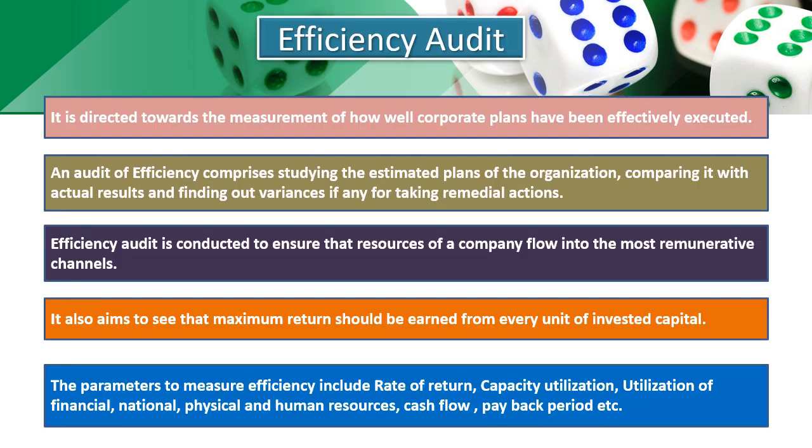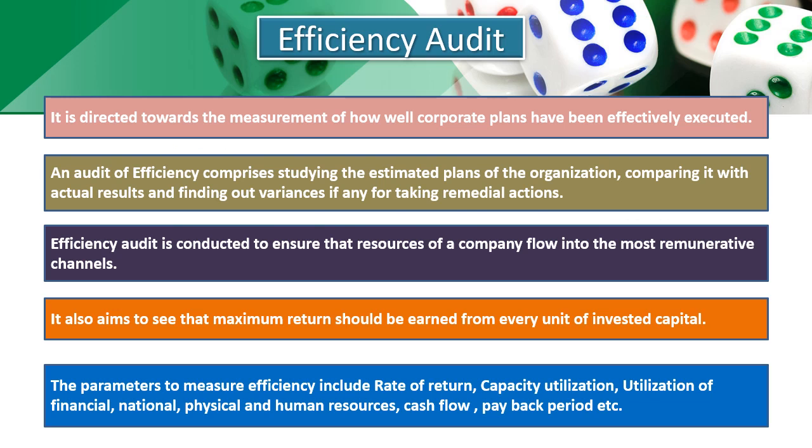So in this way you have studied cost investigation and cost audit and the major differences between these two. There are some concepts which are equally important under cost audit, that is efficiency audit. What is the efficiency audit? The first point says it is directed towards the measurement of how well corporate plans have been effectively executed. So efficiency audit checks the efficiency of the concern, how well corporate plans have been effectively implemented in the organization. It is the measurement of that efficiency.